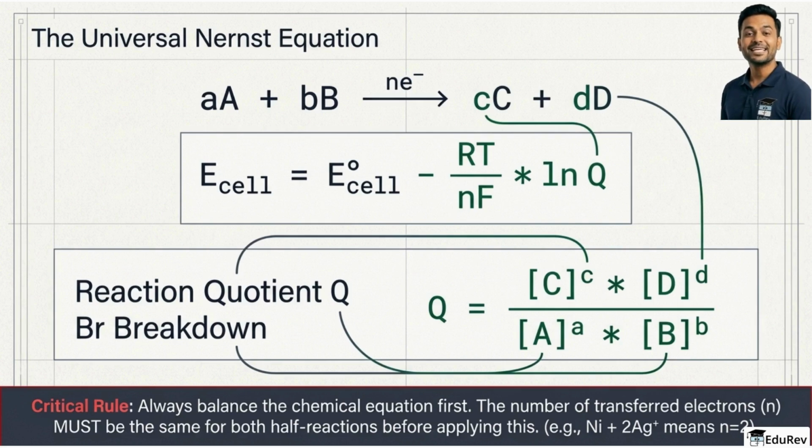Here is the critical rule. First, balance the equation completely. Then, make sure the same number of electrons, called n, is transferred in both half reactions before applying the Nernst equation. That is the step where many problems go wrong.